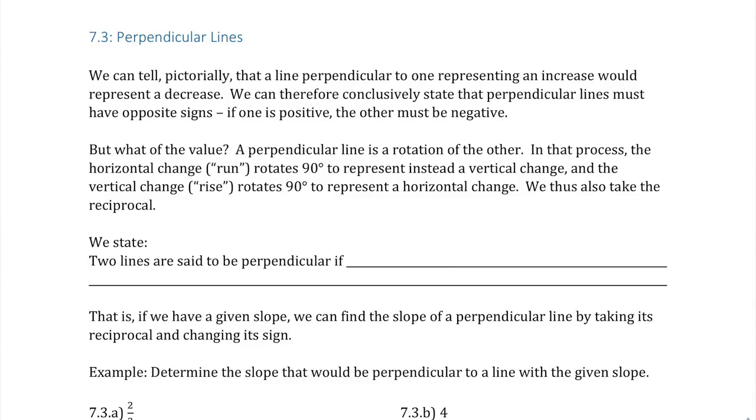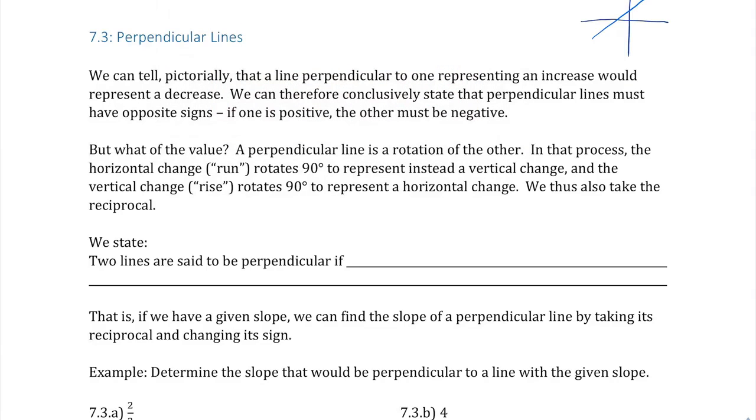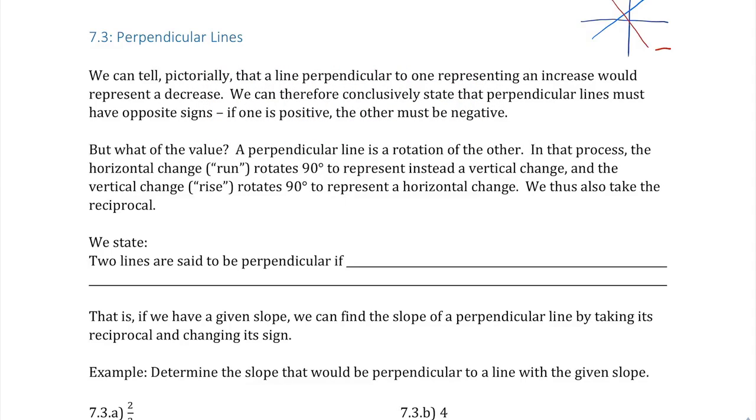All right, perpendicular lines. If we were looking at a graph, let's just draw a miscellaneous, non-precise graph over here. Then we had an increasing line. If another line was perpendicular to the first line, we can see that it would have to be decreasing. That means that one of them will have a negative sign and the other will have a positive sign on their slope values. So what about that value though? Are they related to each other? What do we know about those slopes? That's what we're going to learn today.